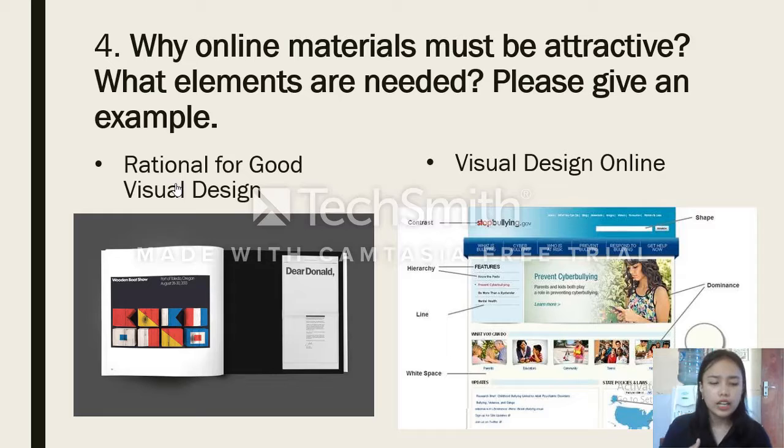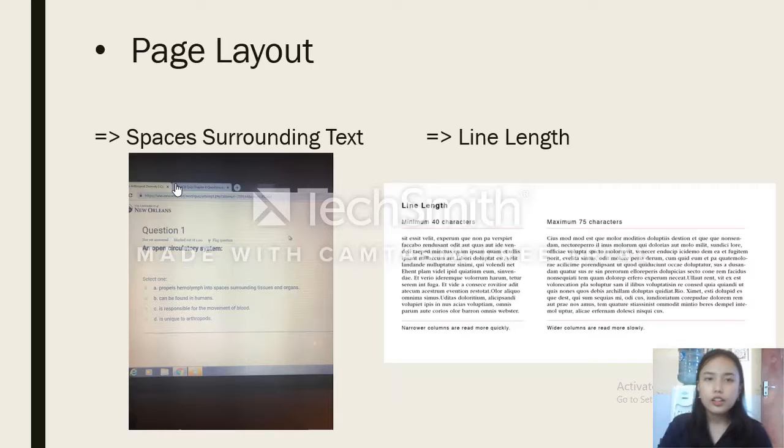The second one is visual design online. When working online, we must keep in mind that content presented in text is visual as well. This text is different from the text in books because online text replaces speaking through a medium that is perceived as being visual. The next element is page layout. In the page layout, there are some tools that you need to know.